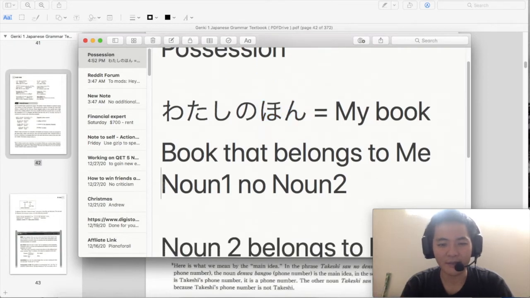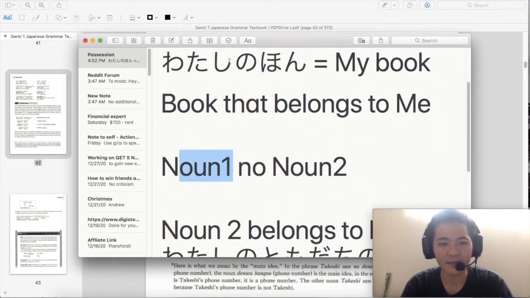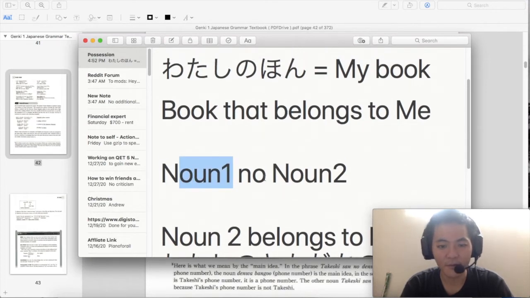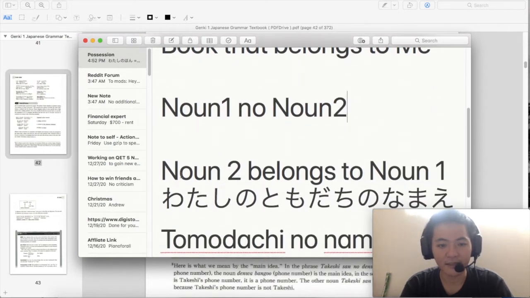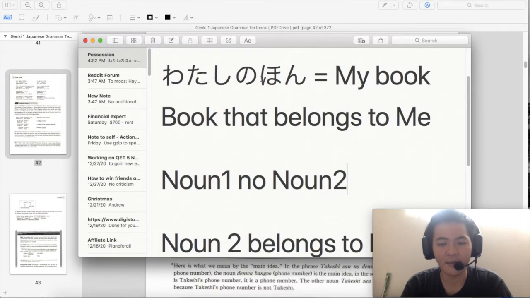Let me explain this to you. Noun one, which is watashi, then the particle no, then noun two. If you were to translate it into English, it would be noun two belongs to noun one. So in a way, this is kind of like a modifier, I guess. When you say watashi no, it's basically saying this belongs to me. Whatever comes after this no will belong to me, because this is what we're talking about.